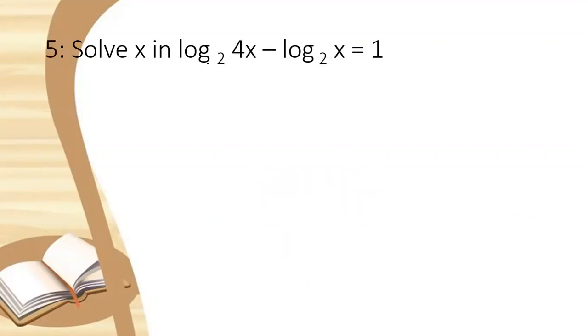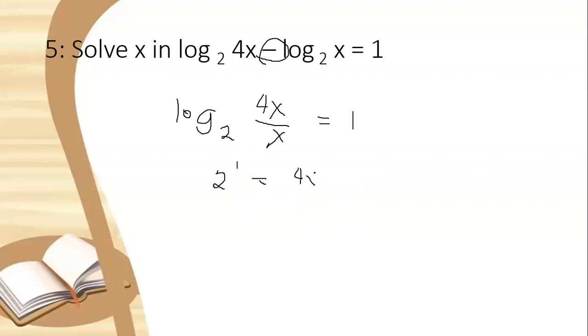Solve for x in logarithm. So again, we can see operation minus or subtraction. So it means properties of quotient. Transform po muna natin siya into a quotient form: 4x over x to the base 2 is equal to 1. Then transform natin siya into exponential: 2 raised to 1 is equals to 4x over x. Optional po, pwedeng wala na pong 1 dito.